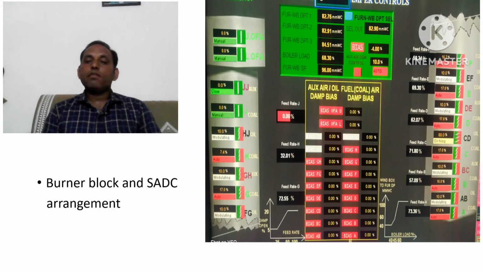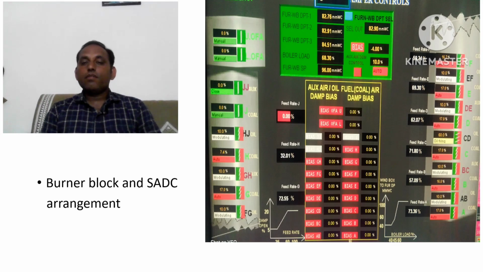Before starting to explain unit flame failure, I would like to explain the burner block and SADC arrangement. This is the SADC arrangement for a 600 megawatt unit. Elevations A, B, C, D, E, F, G and H are the elevations of fuel air. The secondary air which enters through these dampers directly supplies the fuel, and elevations AB, BC, CD, DE, EF, FG, GH and HG are the secondary air damper controls for aux air.